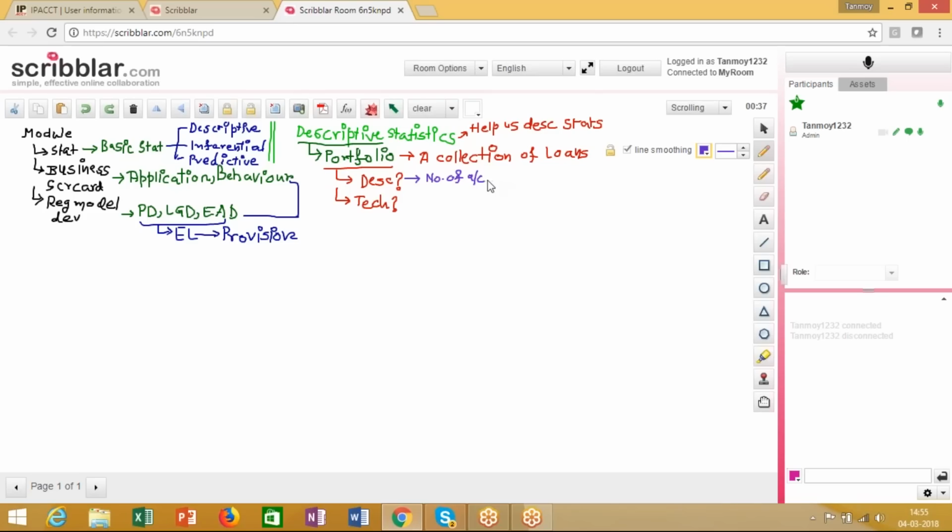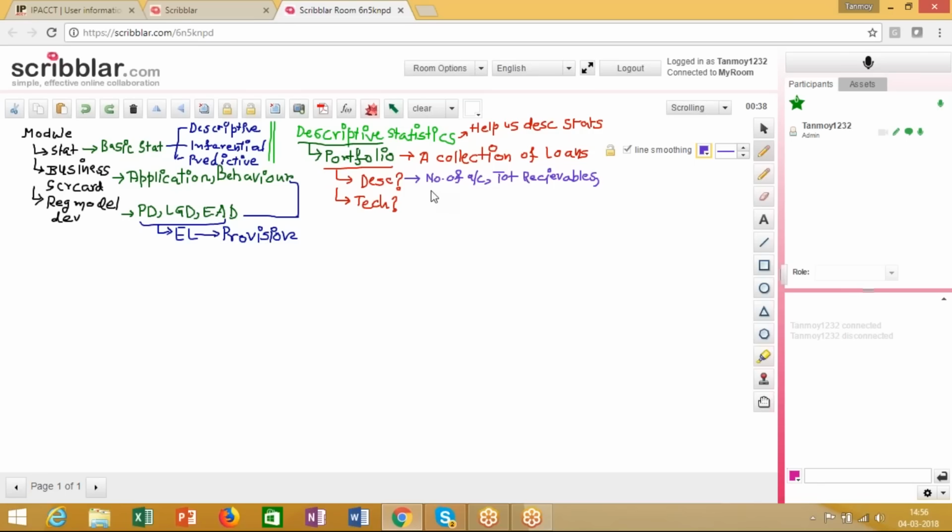Now, after you have looked into the number of accounts, the next part that we look into is the total receivables that the bank has, or the total balance, or the total amount of credit that the bank still has outstanding. Total receivables give us an idea about how much the bank has actually lent out over a span of time.